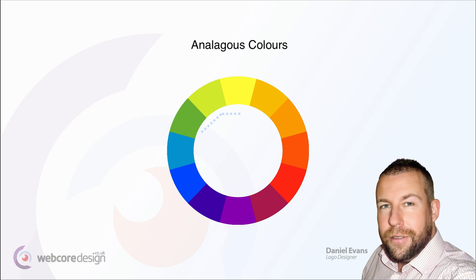Next are split complementary colours, and these derive from the complementary system. Instead of the opposite colour, the two colours neighbouring the opposite colour are used instead. As an example, we could select purple and have light green and a light orange as our split complementary colours, because those two colours, light green and orange, are both neighbouring the yellow.